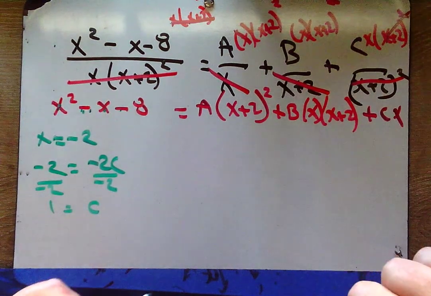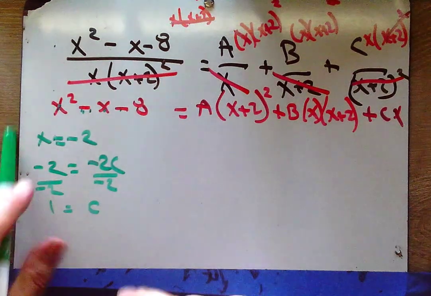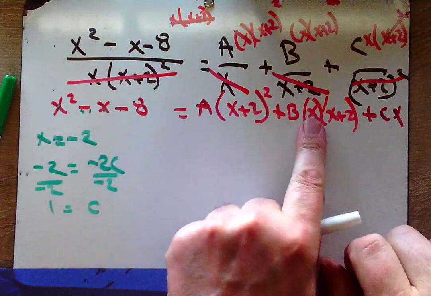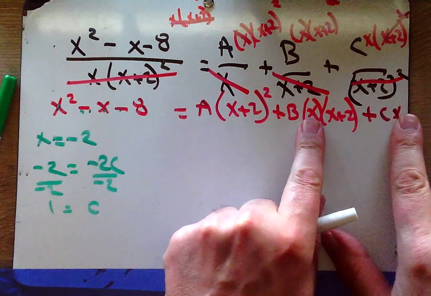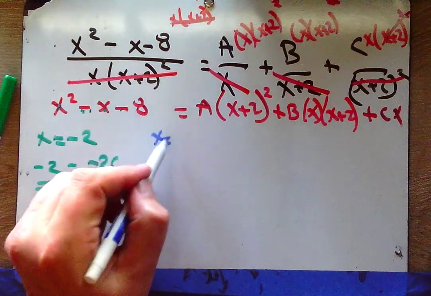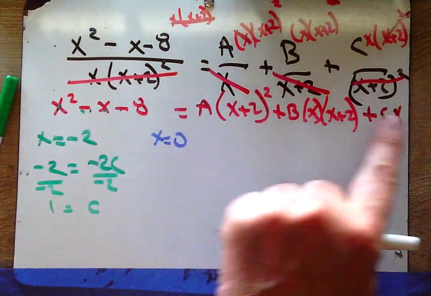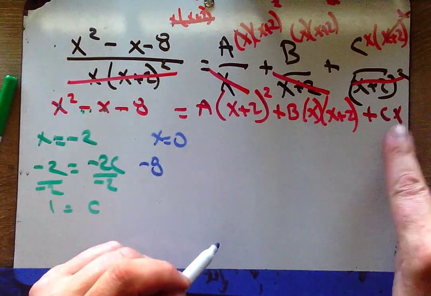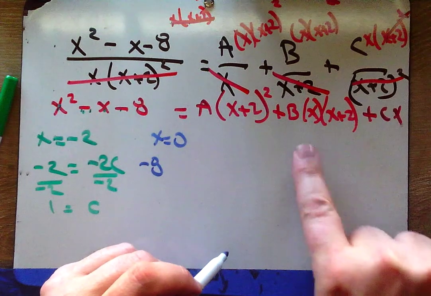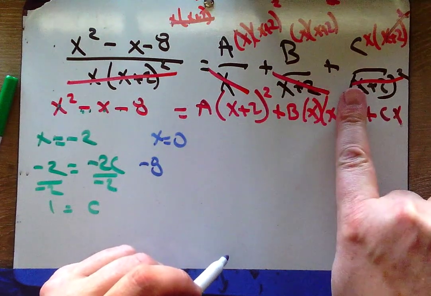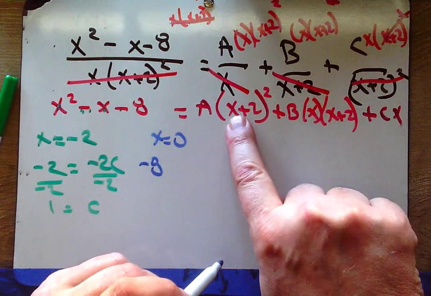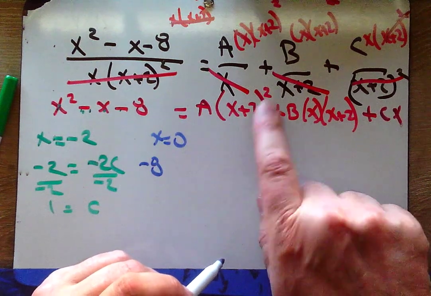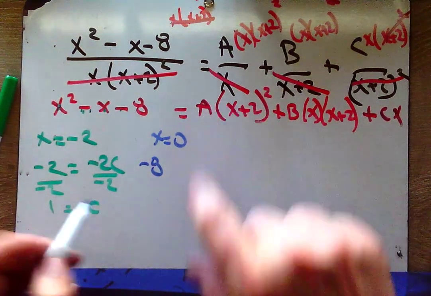And what was the other magic number? The other magic number I talked about was, what will make this disappear? X equals 0. If I plug a 0 in for all these x's on the left, I'm going to have negative 8. If I plug a 0 in here, this goes away. If I plug a 0 in here, all this goes away. If I plug a 0 in here, 0 plus 2 is 2. 2 squared is 4. 4 times a.